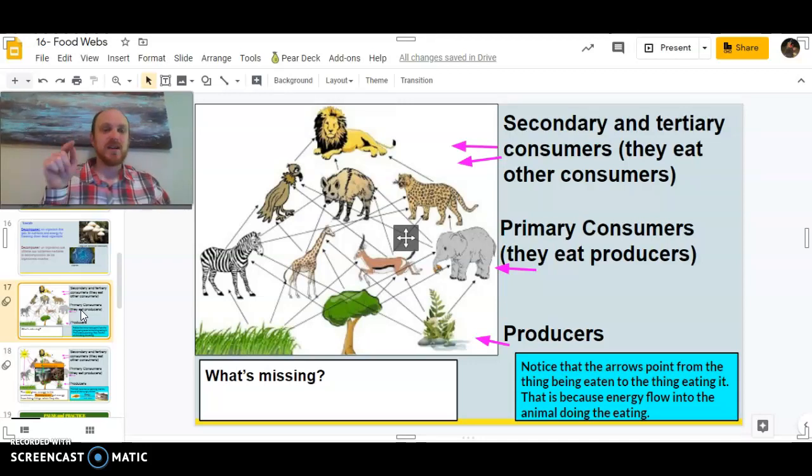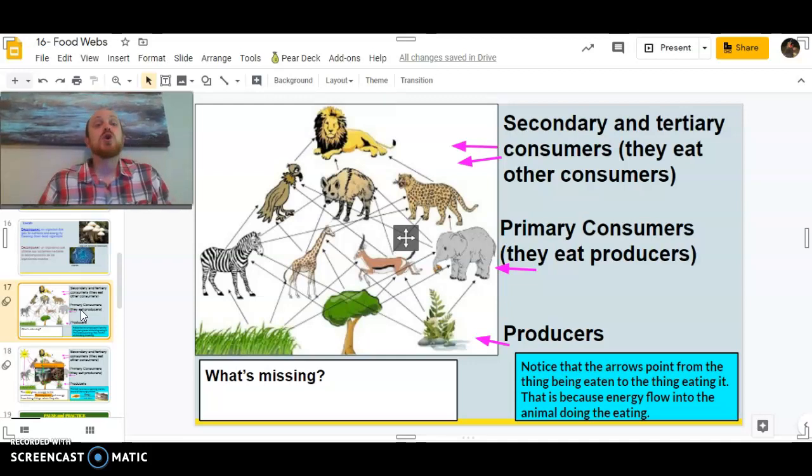That's like elephants and zebras and stuff. And then there are secondary, tertiary consumers. They eat other consumers. You might think of them as carnivores. They eat other animals. You have herbivores, which are the primary consumers. They eat the plants, the producers. And you have the producers, the plants.